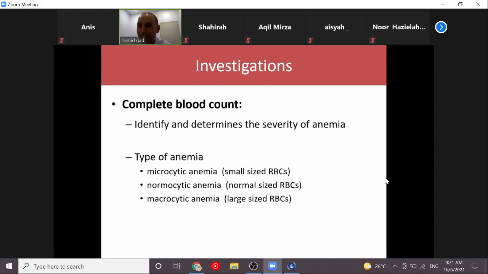The most important thing is that when you find these features, you have to do a complete blood count, CBC. And CBC, as we said, is used to define anemia, confirm that this patient has anemia, and determine the severity.